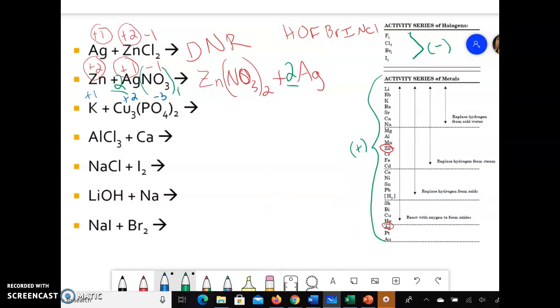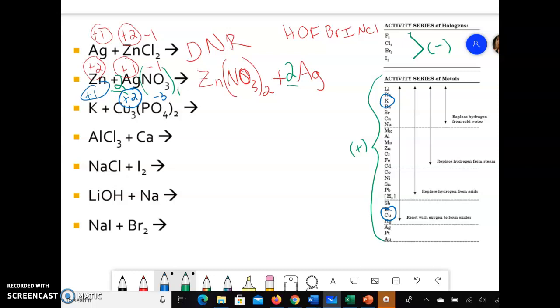All right, so now we're ready to look at our elements. Again, we're going to compare 2 positives. So let's go over here and find those 2. We need to find K and Cu. So let's see. K is way up here, and copper is way down here. So K is higher than copper, which means K gets to have the partner. So this reaction will happen, and we need to rearrange it to give K a partner.